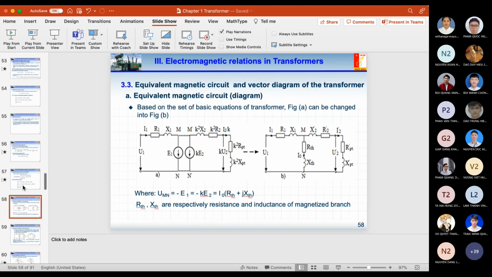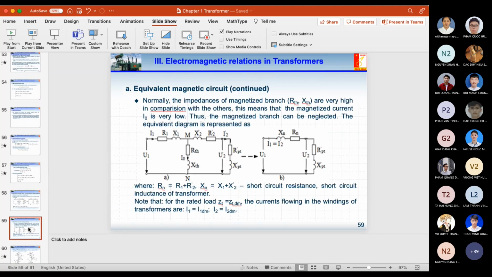Yes, secondary side. Of course in practice, you can see the imbalance of the magnetic branch here. It means that the magnetic branch is very high in comparison with the branches of the primary winding and the secondary winding. This means that the magnetic current flowing in this branch is very, very low. It's very low, of course.